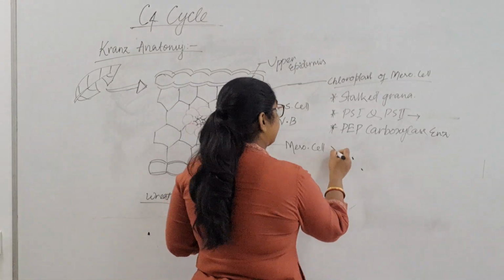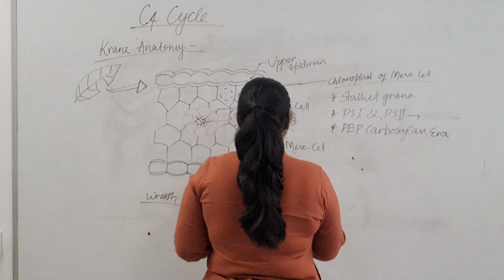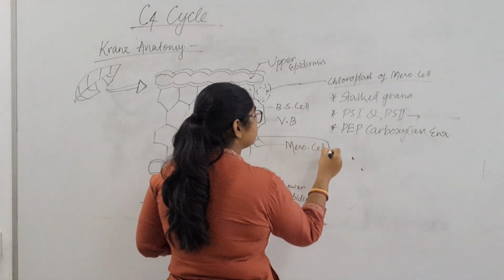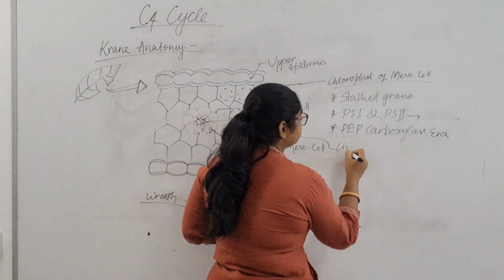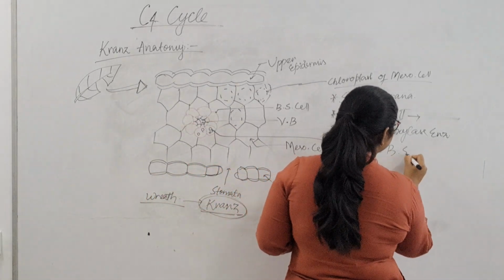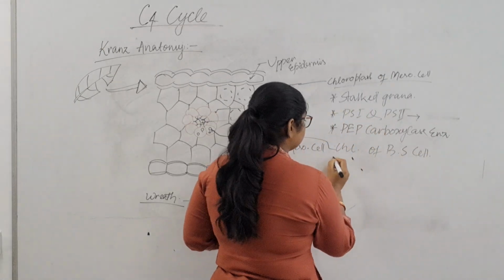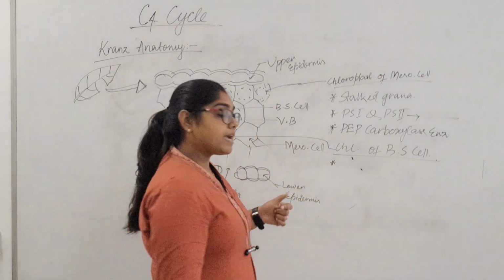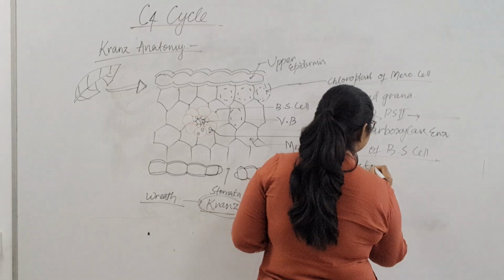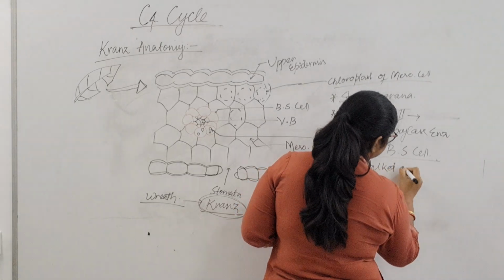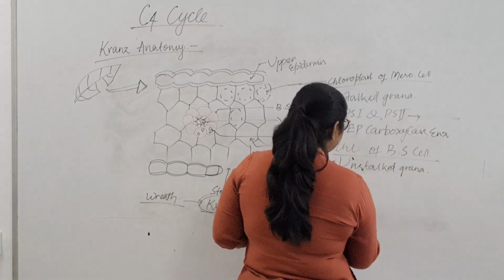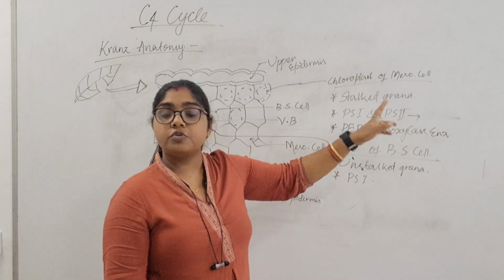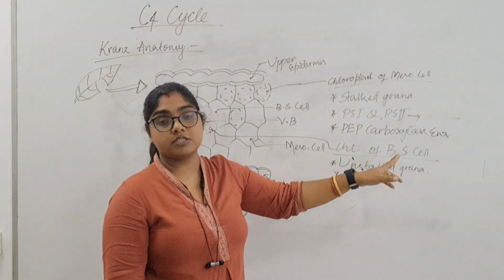Now, in the chloroplast of bundle sheath cell, the granas are unstacked. It contains unstacked grana, and it contains only photosystem 1. So there is no photosystem 2, no photolysis of water, no release of oxygen molecule.